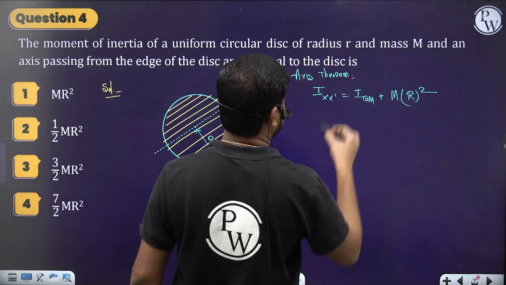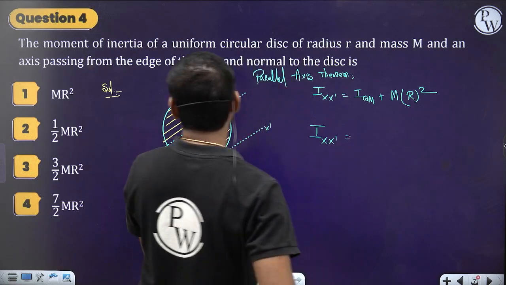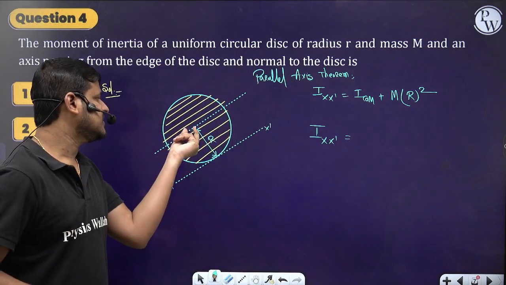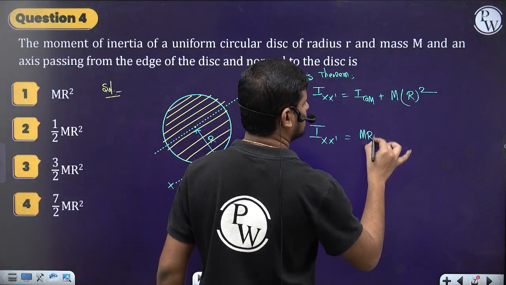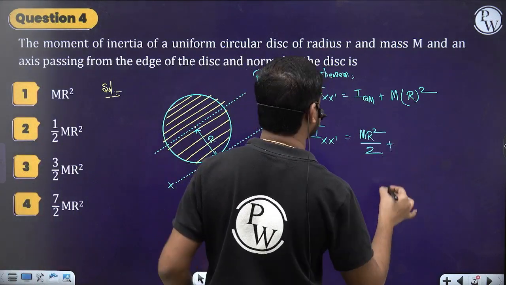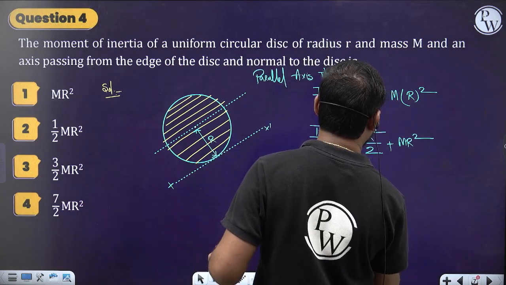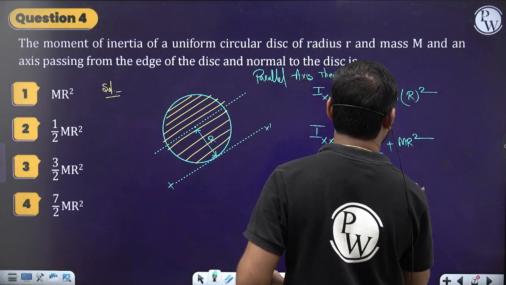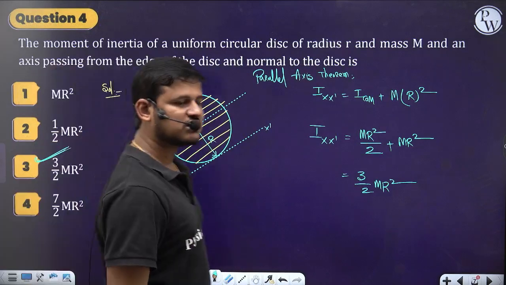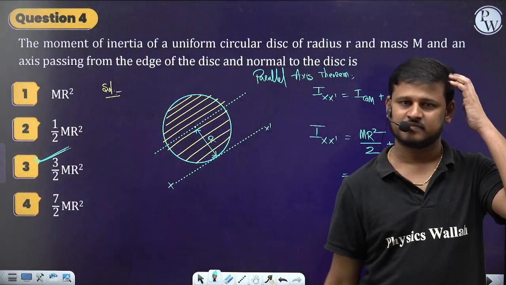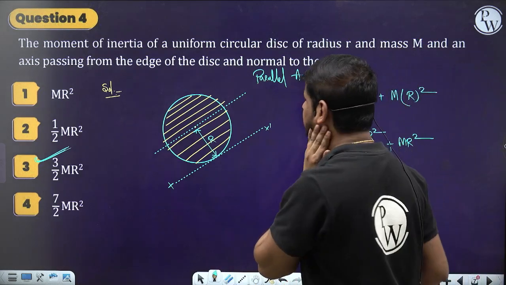So then we have I about xx dash equals the moment of inertia about its center of mass. For the disk, we have just seen, it is mr square by 2, right, plus mr square, which is nothing but 3 by 2 mr square. That's it. The questions will be easy, you just should not commit calculation mistakes. Understood guys, this part clear? Chalo, let's move to the next question.